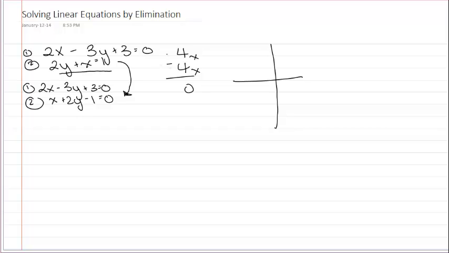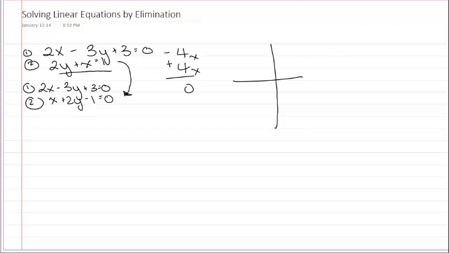Now I could also add these. If this was negative 4x, I could say a plus. So negative 4x plus 4x is 0. So even though elimination means subtraction, you don't have to do that. You can also do addition. What we want to say is we want to look here and ask what operation is going to eliminate my x's or what operation is going to eliminate my y's.